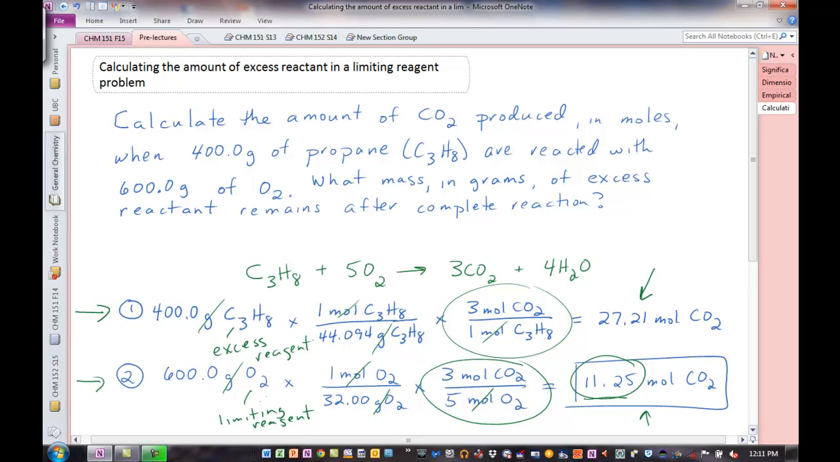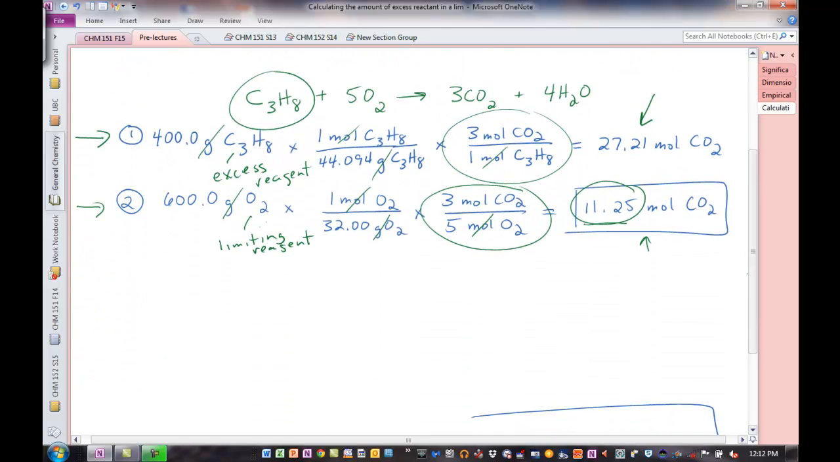So now the second part of this problem is how much propane remains. How many grams of excess reactant remains? And our excess reactant is propane. So let's look at how we're going to solve this. Let's start with the moles of CO2 from the propane stoichiometry and subtract off the actual moles of CO2 produced.